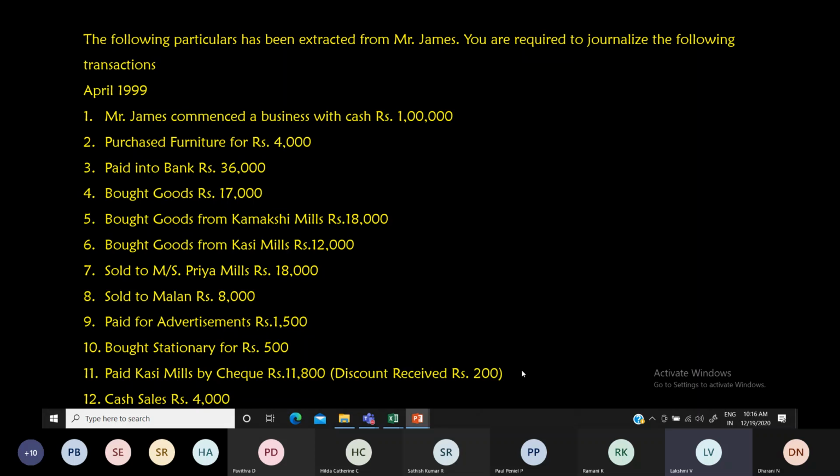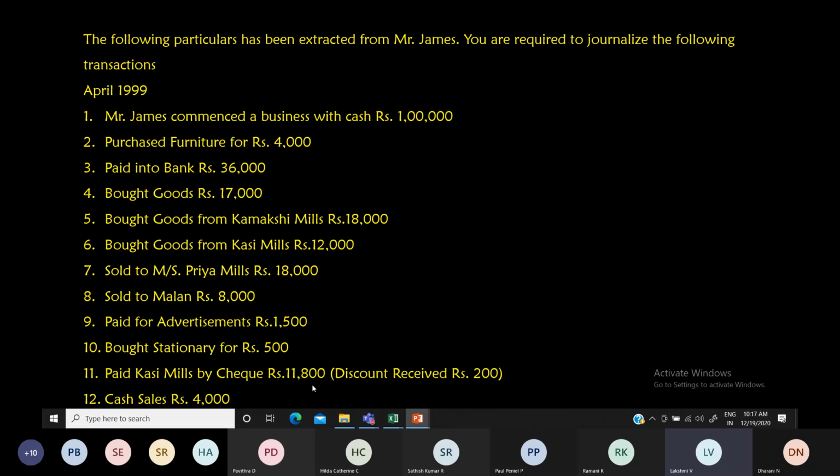Even if they didn't give this, you can easily refer and find out what is the remaining amount and whether it is discount allowed or discount received. Only one thing you have to keep in mind: credit purchase means discount received, credit sales means discount allowed.